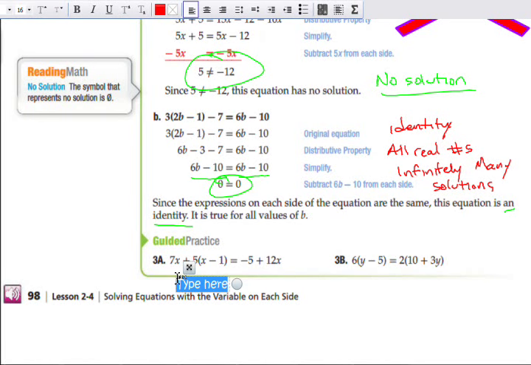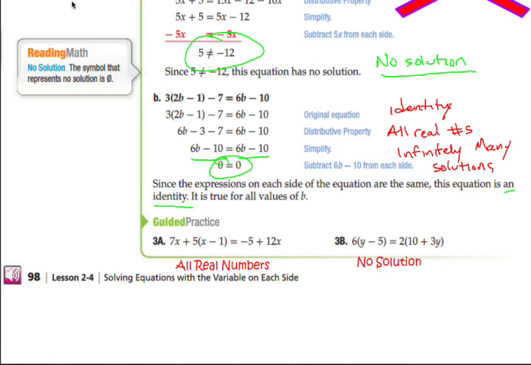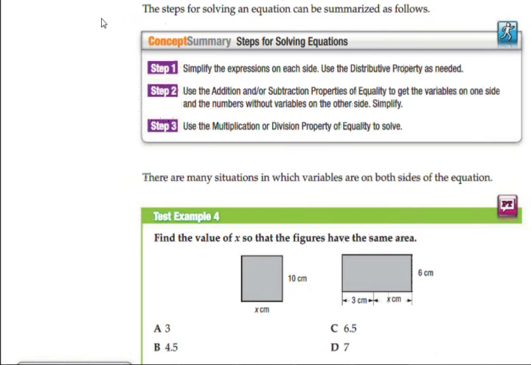All right, you've unpaused. I got all real numbers here, and I got no solution here. Make sure you're getting the same thing I am. If you're not getting those, try them again, and if you're still not getting them, we'll go over them in class.